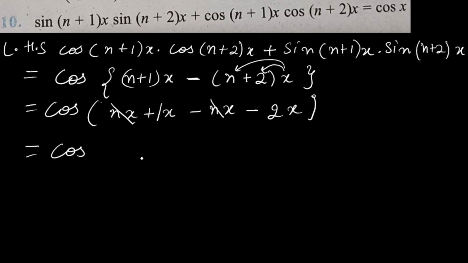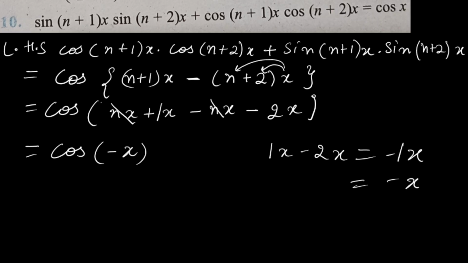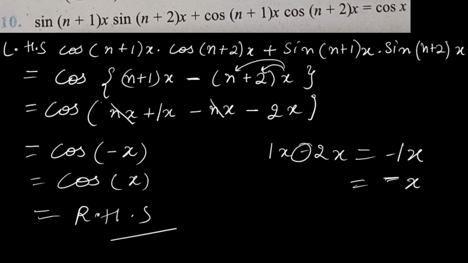Now x means 1x. So 1 minus 2 is what? 1 minus 2 is minus 1, so 1x minus 2x is equal to minus 1x, or we can write minus x also. The sign is the one with the greater number, and with the greater number the minus sign is there. And we know cos of minus x is equal to cos x, which is equal to the right hand side. So here we have completed the 10th question, which is the last question of this video.